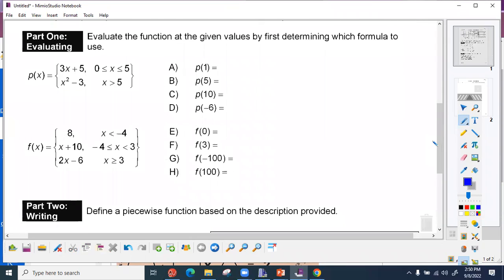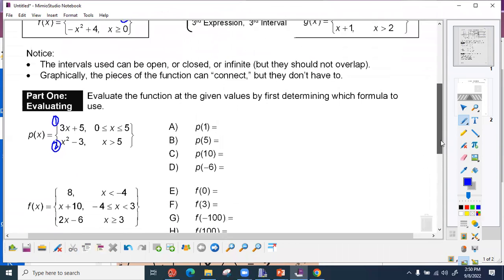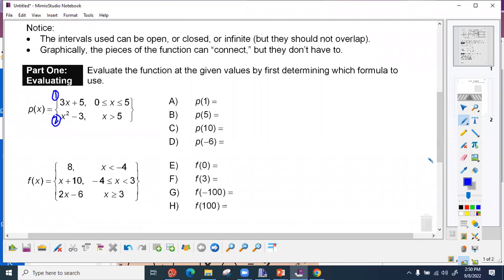We're going to do part 1 of evaluating, part 2 of writing. Okay. So part 1 of evaluating is identifying where a value falls on the intervals and which interval it's going to use. So I'm going to label them as 1 and 2. So this is expression 1, expression 2. And you're going to tell me, does it fall in 1 or 2 when I say the value? Okay. So if we have P of 1, which interval does 1 fall in?